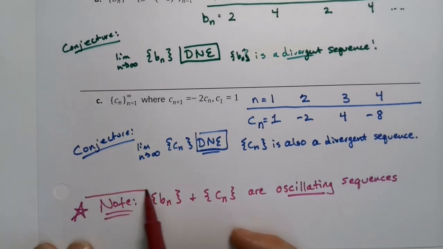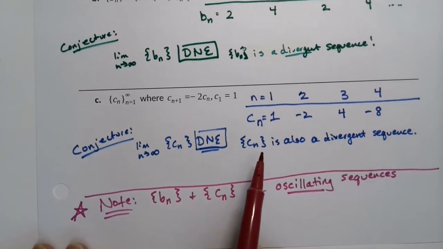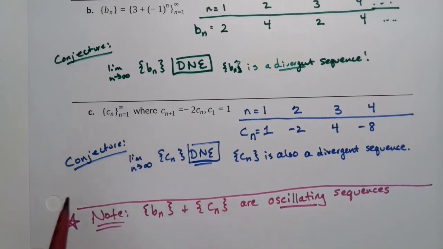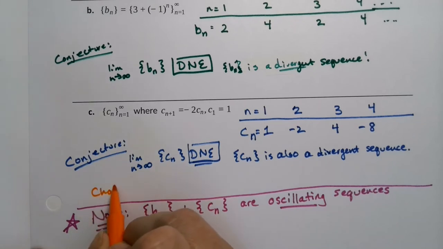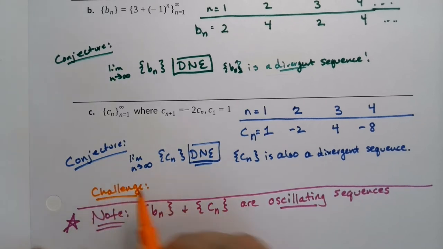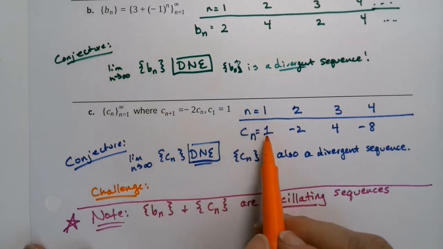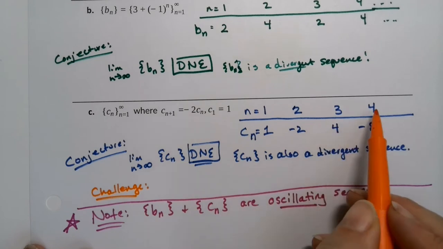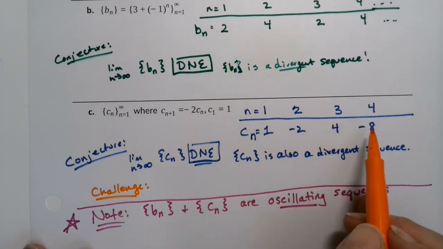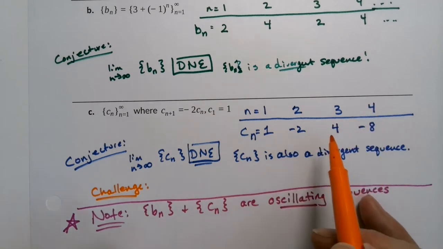For another note, let's think about this one just really quickly, because this was defined as a recurrence relation. How would we define that one as an explicit formula? That's a challenge for ourselves, even though it wasn't specifically asked for. How would I define this? How would I go from 1 to 1, 2 to negative 2, 3 to 4, 4 to negative 8? Wow, right? So how do I make this work?